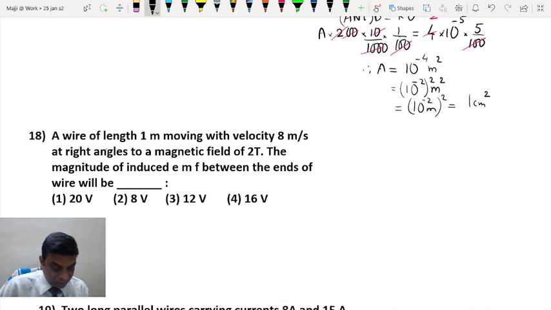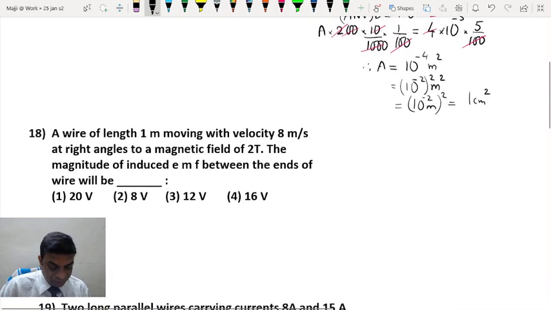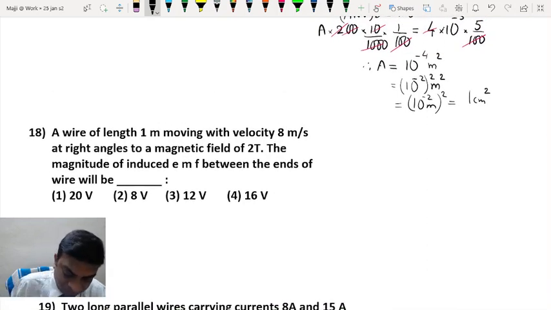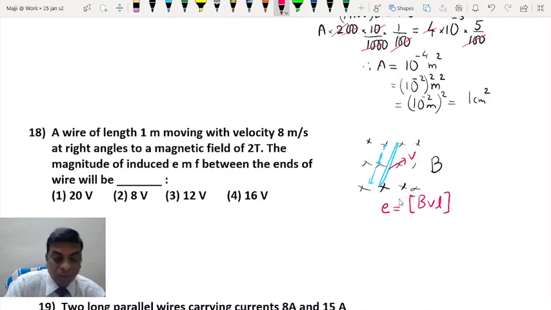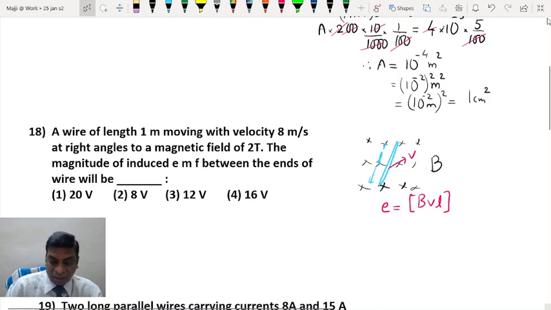A wire of length 1 meter is moving with velocity at right angles to a magnetic field of 2 Tesla. This is a very simple question, students. Suppose B is the magnetic field here, L is the length of the wire and V is the velocity with which it is moving. Then the induced EMF is given by the scalar triple product of B, V and L. We have to treat the length as a vector quantity here because B and V are already vectors. Length should also be treated as a vector, so you can take the scalar triple product.